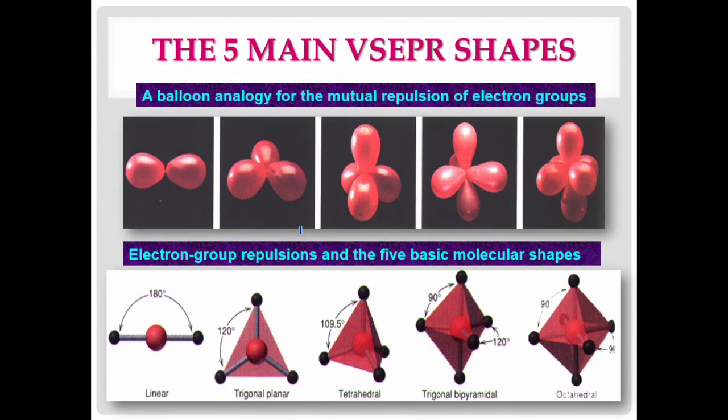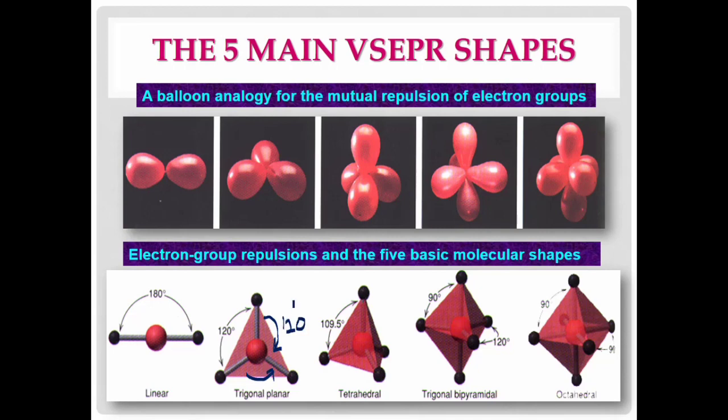Okay, here are the 5 main VSEPR shapes. Number 1 is linear, the second one is trigonal planar, the third one tetrahedral, the fourth is trigonal bipyramidal, and the last one is octahedral. As we can see in the picture, the shape of the molecule is represented by a balloon analogy, a balloon model, and also a ball and stick model. Okay, and each shape has its angle.